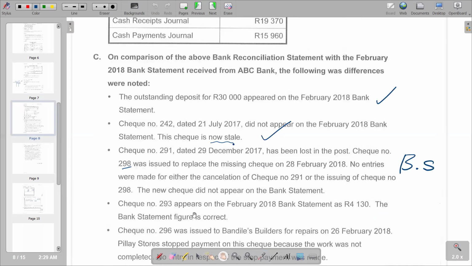Check number 293 appears on the February 2018 bank statement as 4,130. The bank statement figure is correct. So the bank statement is correct, so you're not going to adjust the bank reconciliation. We can only adjust the bank reconciliation when our bank statement information is wrong. So in this case, it means what is wrong is our journals. It's a check number, which means it is supposed to be under the cash payment journal. 4,130 is the correct figure.